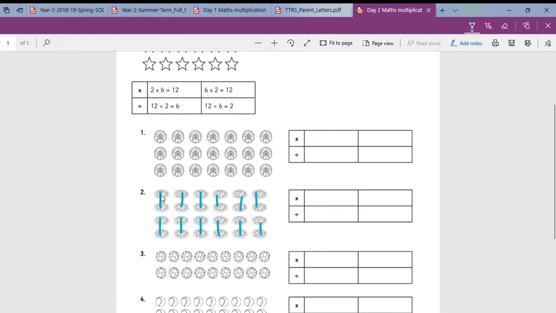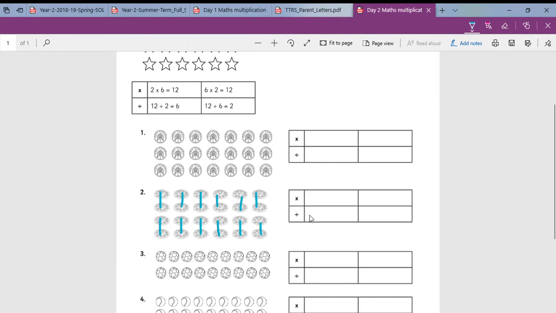So how many groups of 2 do I have? 1, 2, 3, 4, 5, 6, 7, 8, 9, 10, 11, 12. So that will give me my first multiplication sentence. 2 times 12 equals 24. And I just have to swap the numbers round to write it the other way. So I write the number of groups first, 12 times how many in each group second, 2 equals 24.